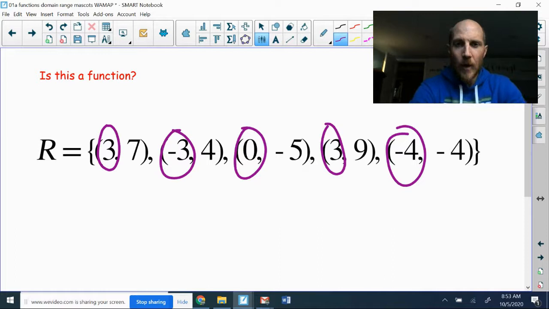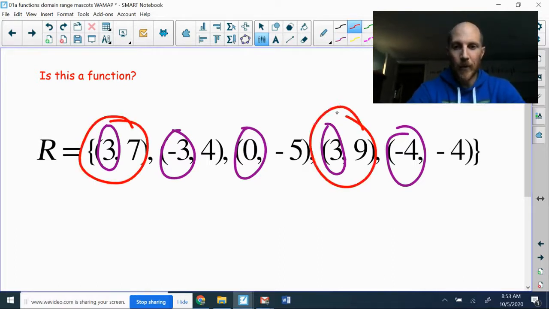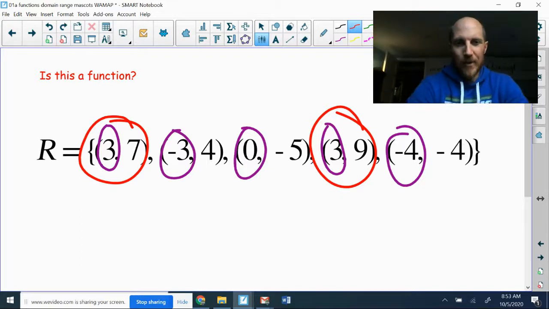In this case, I got three showing up with an output of seven. And then the next time I asked my friend, hey, what'd you get on number three? They said they got an answer of nine. Well, that's not a function. And also, what is up with my friend? He's not very good at math. Maybe I should help him out.